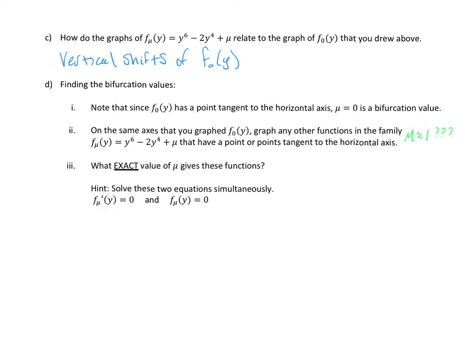So f mu is y^6 minus 2y^4 plus mu. I need that to equal 0. And I also need the derivative to equal 0. So I need 6y^5 minus 8y^3 to equal 0.